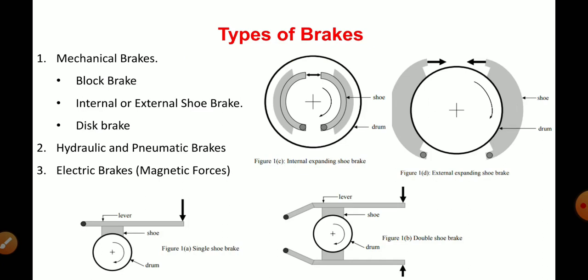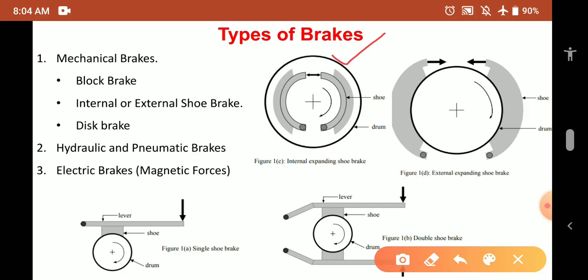Next is the type of the brakes. Basically there are three main types of brakes: mechanical brakes, hydraulic or pneumatic brakes, and electric brakes. Mechanical brakes are operated by means of mechanical levers or mechanical elements. Then again these mechanical brakes are classified into different categories, that is block brake, internal or external shoe brake, disc brake.